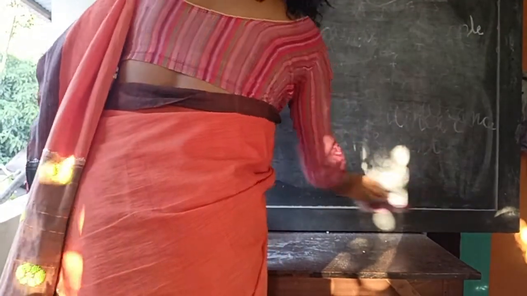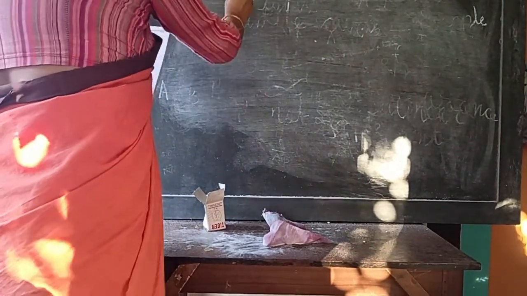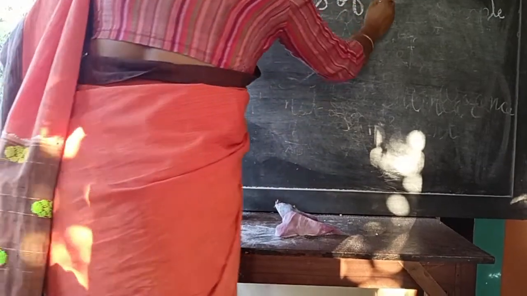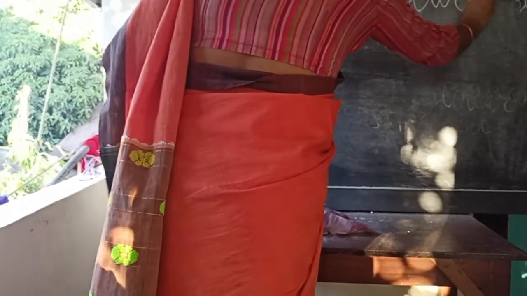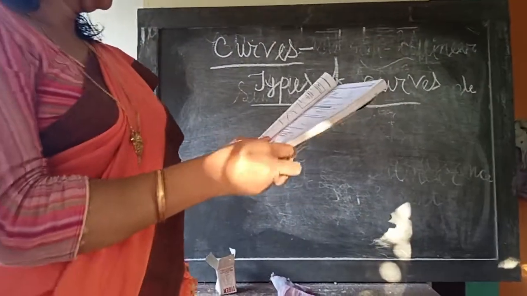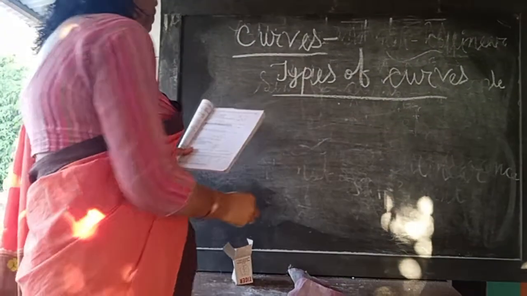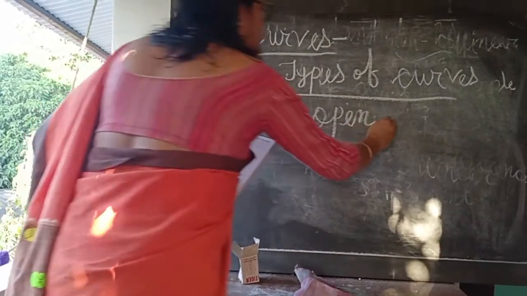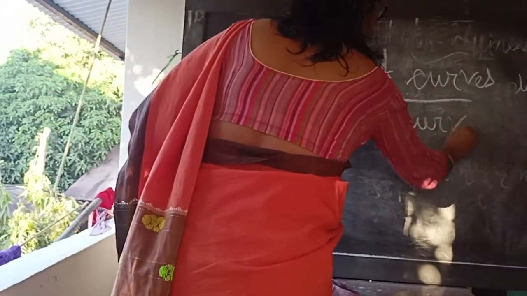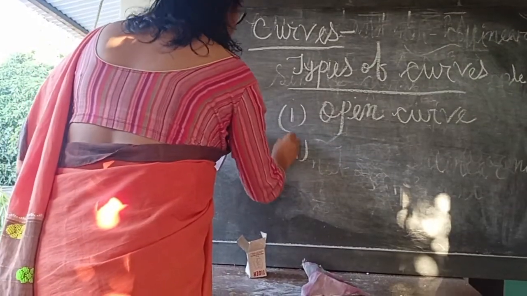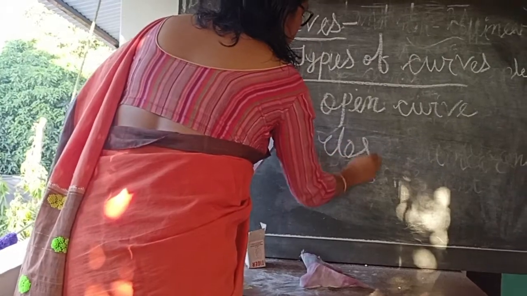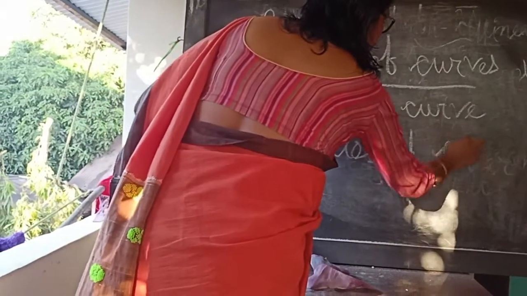Now see types of curves. Here we get two types of curves. One is open curve and another is closed curve. Open curve, and number 2, closed curve.